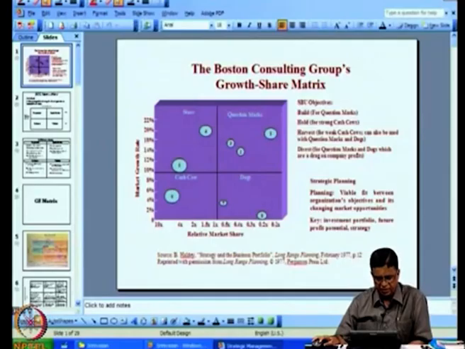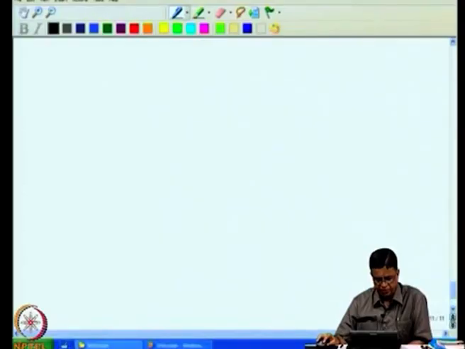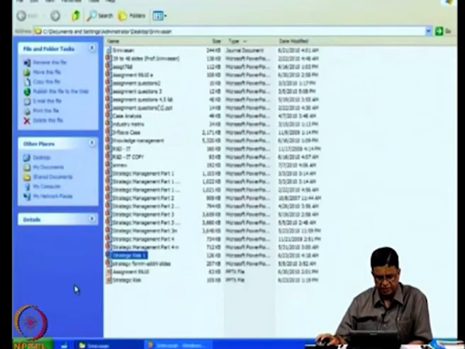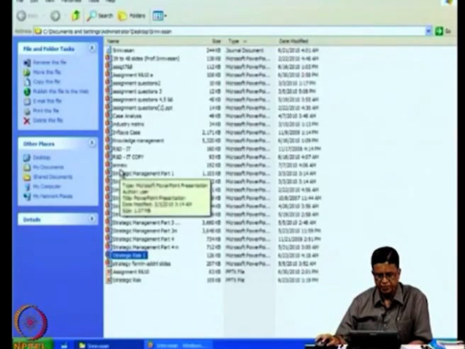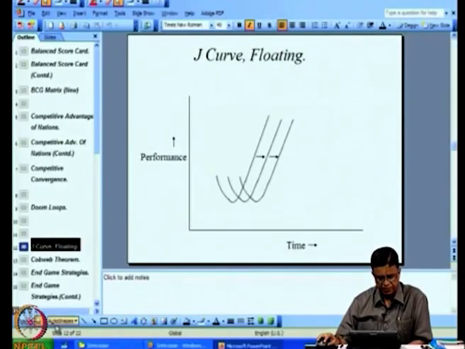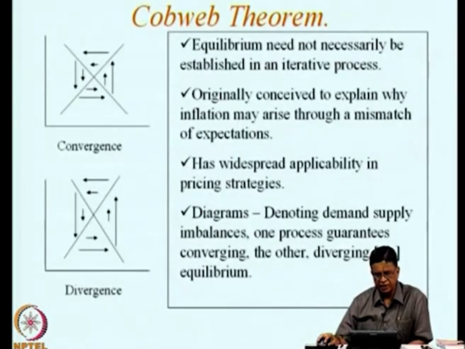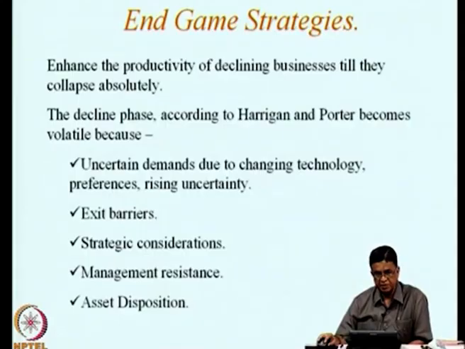We also looked at the different matrices that could be adopted for portfolio, as you know, and we have explained each of these matrices. We also looked at some aspects like the J curve, how it can be useful in an organization. We looked at some aspects of the convergence and divergence theorems. Then the end game strategies.